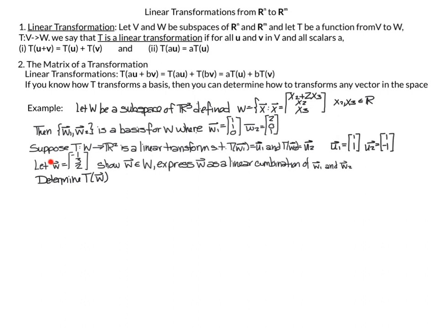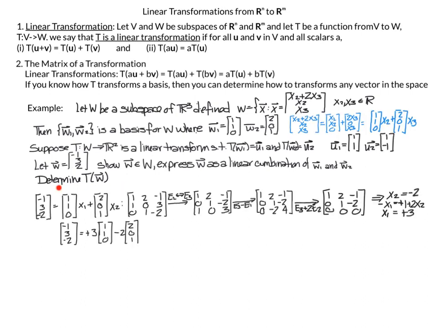The actual problem statement is, suppose w, which is any vector in our space, is equal to (-1, 3, 2), and you can check that this vector w conforms to our specifications of what W looks like. We want to show that w is in our space W by expressing w as a linear combination of w1 and w2. And then finally, we're going to use this information to determine what our matrix for T looks like.